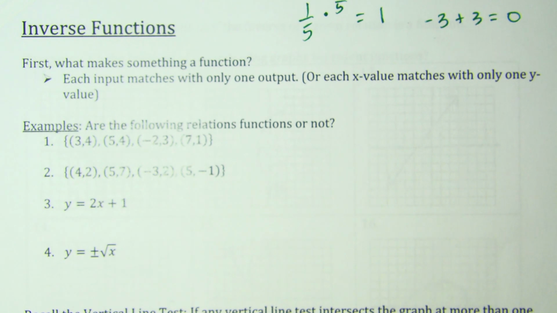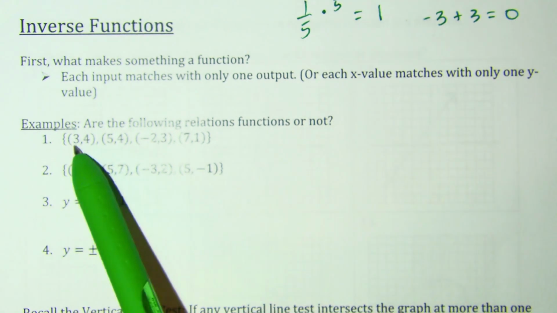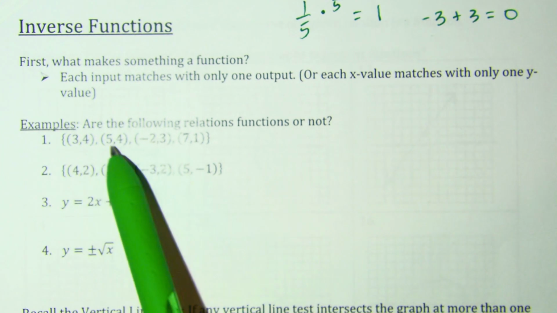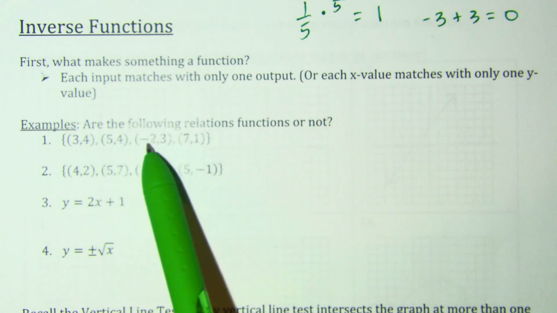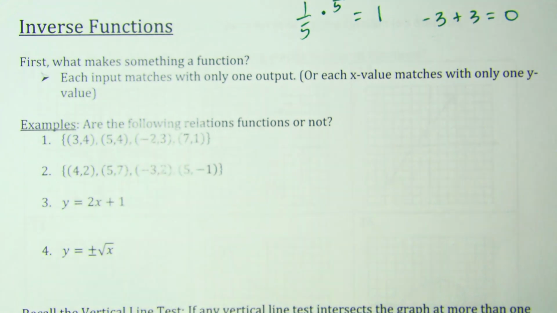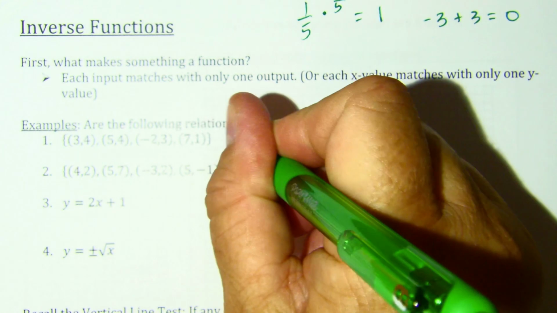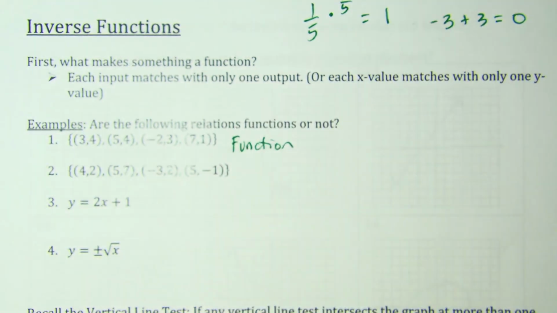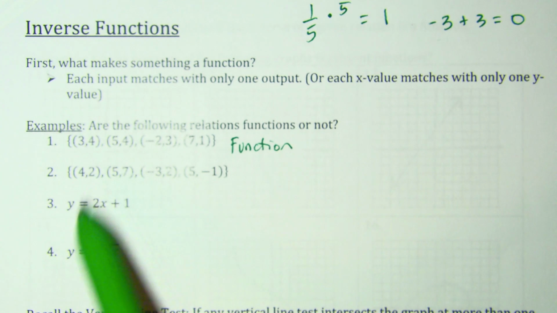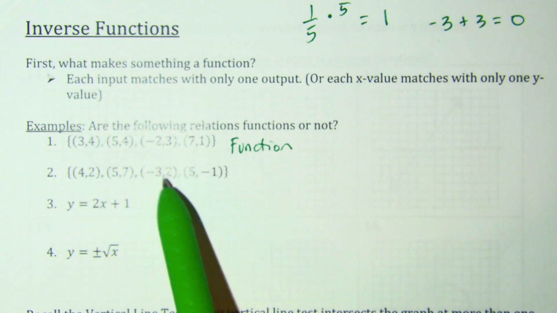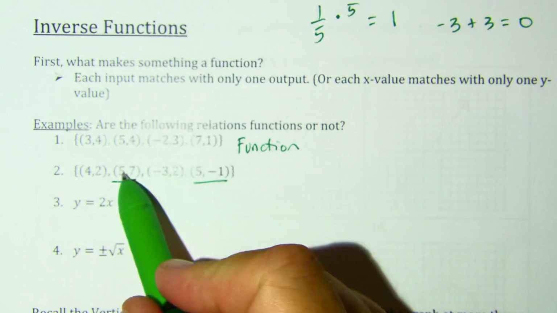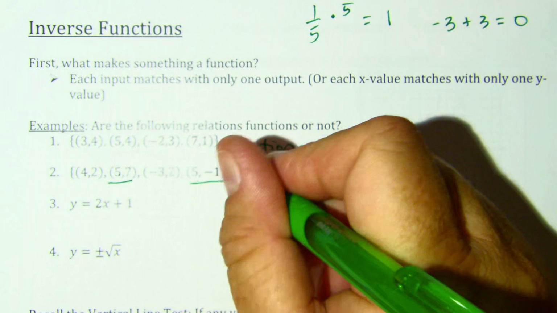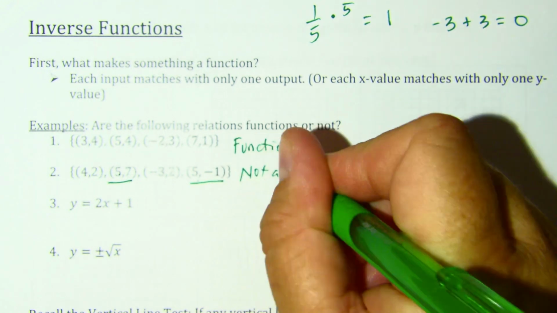So the first thing we're going to do here is just practice again whether something is a function or not. Looking at this first example here, 3 matches to 4, 5 matches to 4, -2 matches to 3, and 7 matches to 1. None of the x values are the same, matching to different y values, so this is a function. The next example, I have 4 matching to 2, 5 matching to 7, -3 matching to 2, and 5 also matching to -1. So the fact that the same x value matches to 2 different y values makes this not a function.